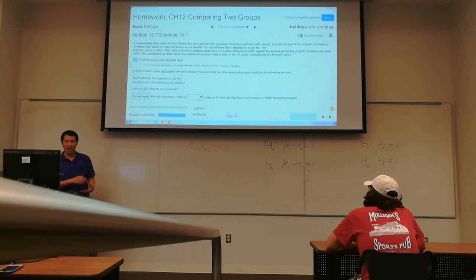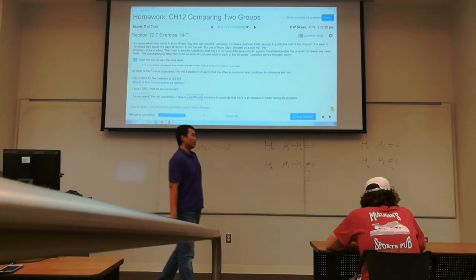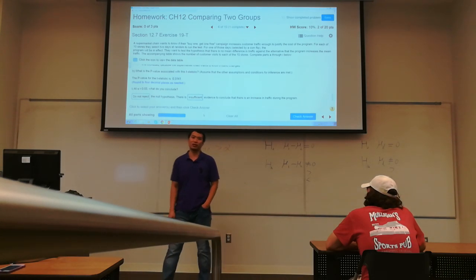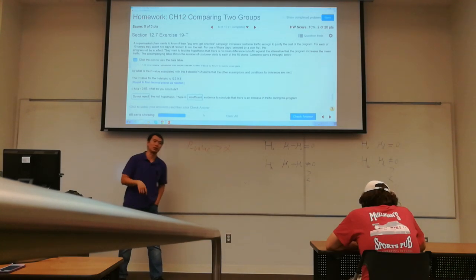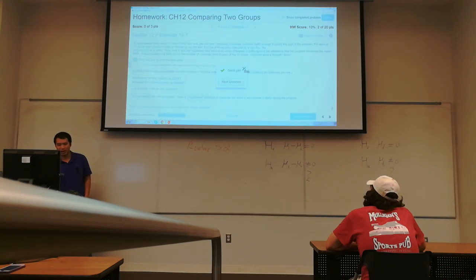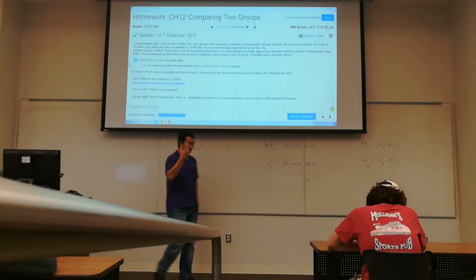Do we have sufficient evidence or not? Insufficient. If we fail to reject, that means we do not have enough evidence. If we have enough evidence, we would reject the null hypothesis. So that's why we select that there's insufficient evidence. So that's all about this question.